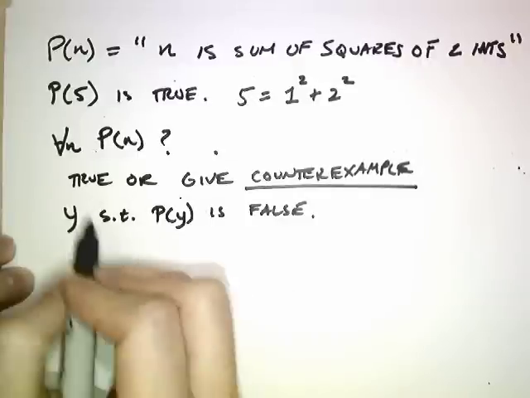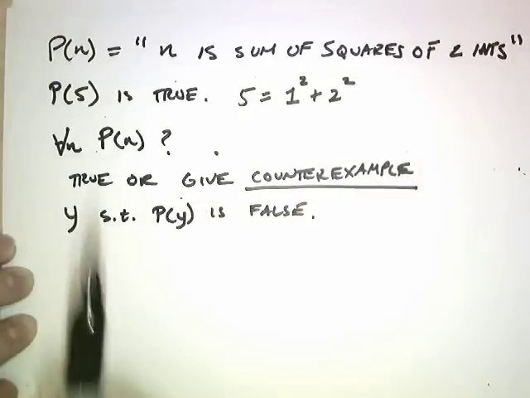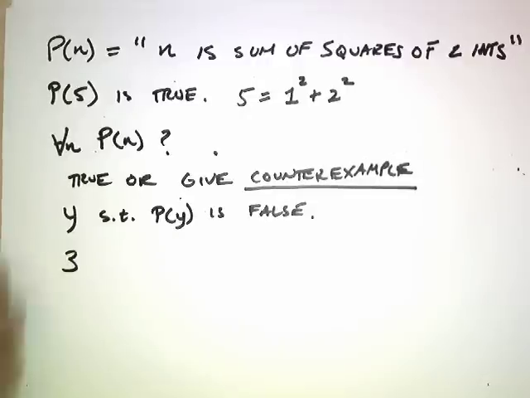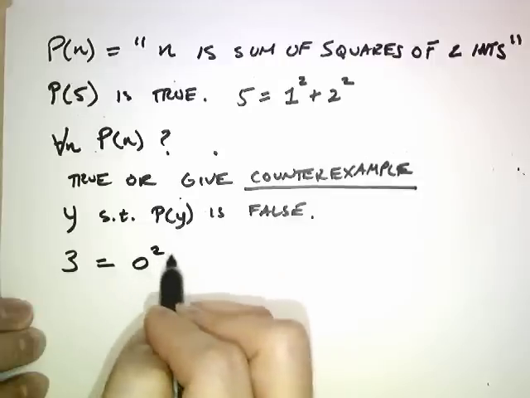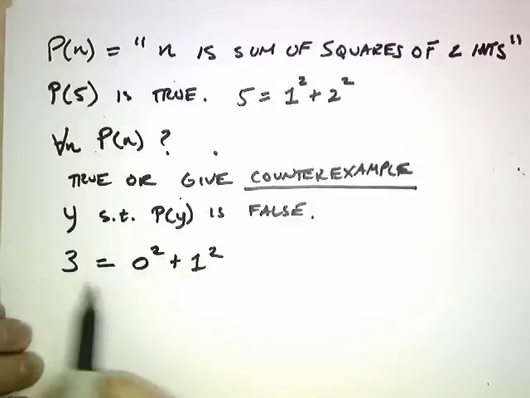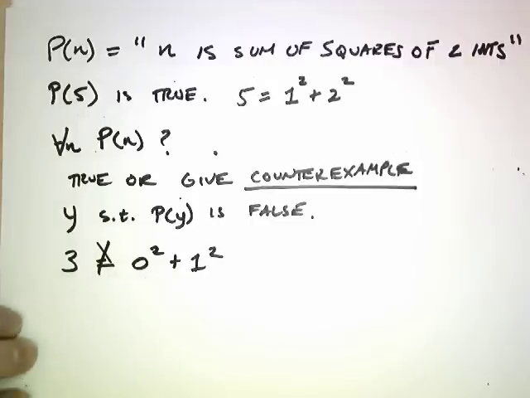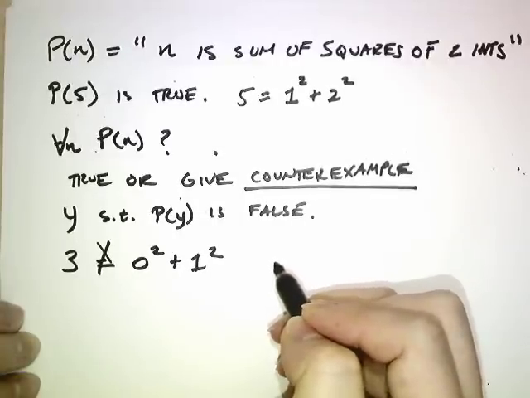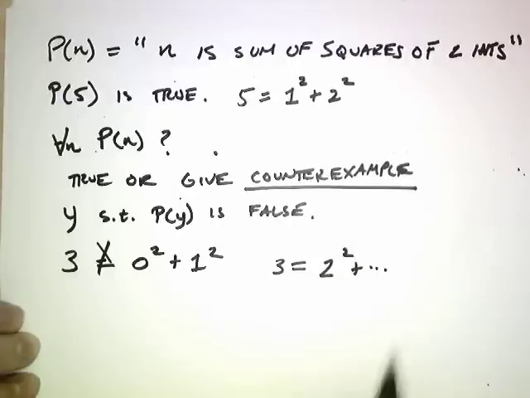Okay, so what's a counterexample for this statement, for all n, P of n is true? Well, a good counterexample would be 3. Can we write 3 as 0 squared plus 1 squared? No, because 0 squared is 0 and 1 squared is 1. Okay, well, what if we use 2? Can we write 3 as 2 squared plus something? No, because 2 squared is 4. It's already bigger than 3.